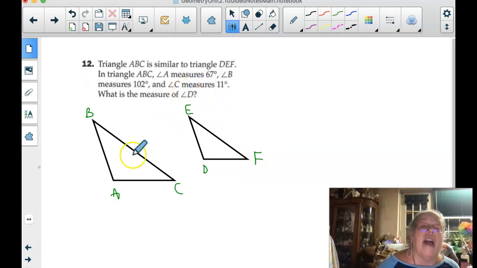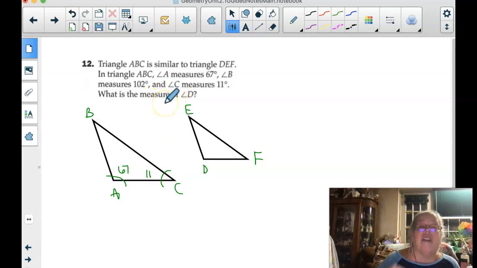Okay? Angle A is 67 degrees. Angle C is 11, obviously not drawn to scale. Okay, adding those together, you get 78. Okay, but now there's extra fluff here, which is fine.